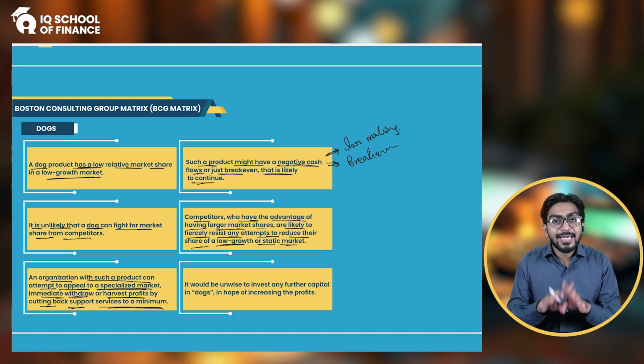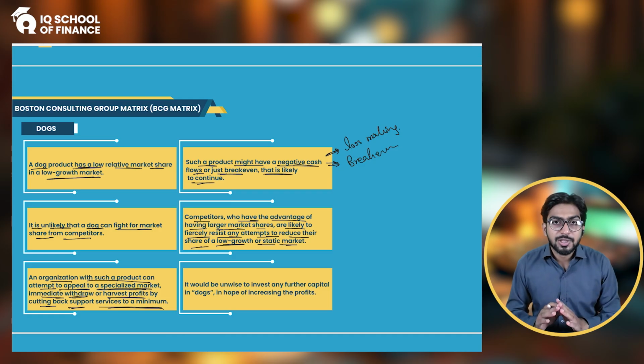But if it is at break even, try to run the product so long as it is absorbing your fixed overhead, because fixed overhead they are going to incur, right? So your product is somehow absorbing the fixed overhead, so run it only if it is at break even. All right, or try to cut the cost or cut the service support system or the staff from this product, so that you can reduce the cost and move towards break even, or if you are at break even, move towards profit.